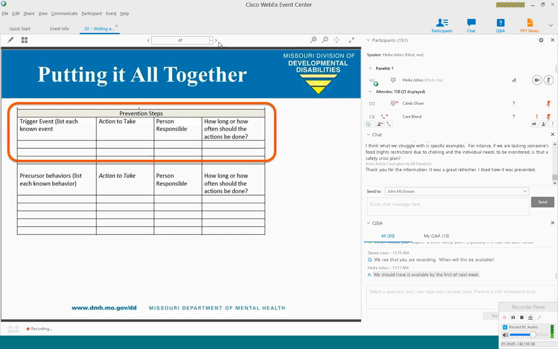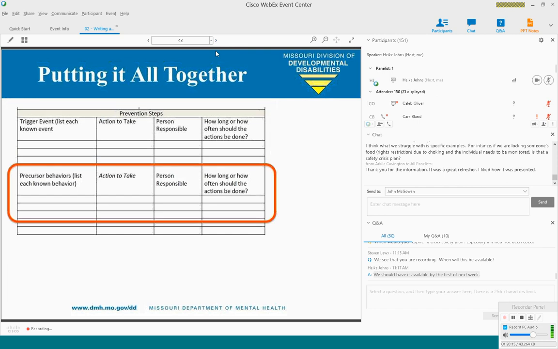So that's an example of what to do to prevent a trigger event from occurring and what to do to respond when a trigger event has occurred. Next, we talk about precursor behavior. These are, again, those things that let us know that we're on the path towards out of control and that the person is struggling to cope with this situation. Same sort of format. So listing out what are those precursors that contribute to out of control situations and what do we do about them? Who's supposed to be doing it? And how long, how often, how much of it should be done?